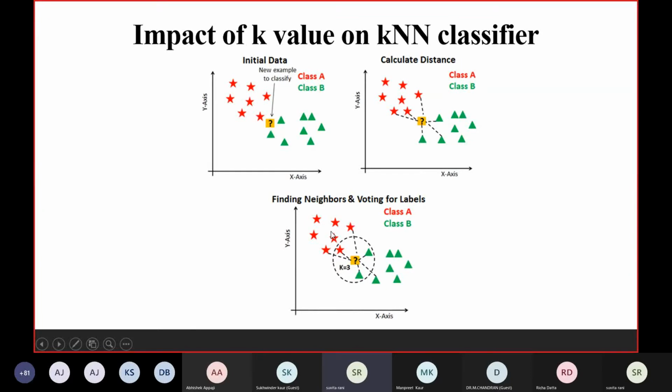For example, in this case, if the k value is 3, then the nearest neighbors are one neighbor from the red class A, and the other two are from class B. So the unknown data is classified into class B. If we increase the neighbors to 5 or 6, then what happens? If we increase this circle to a bigger one, then there are three values from class A and two values from class B. Then this unknown data may be classified to class A.